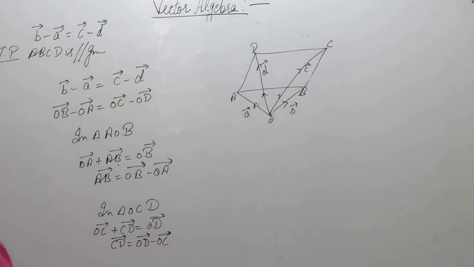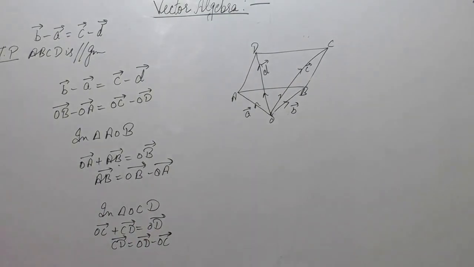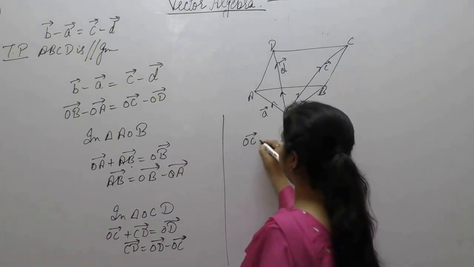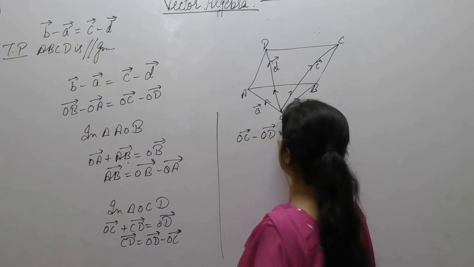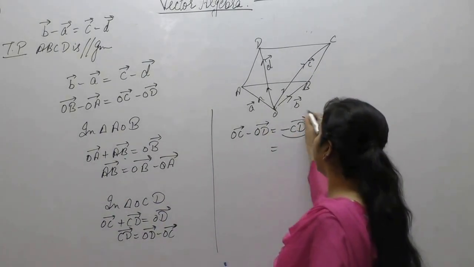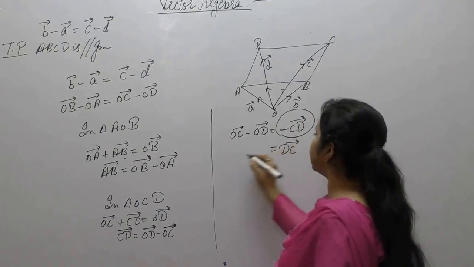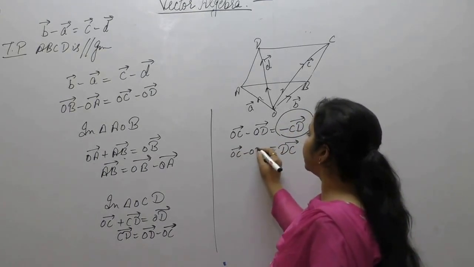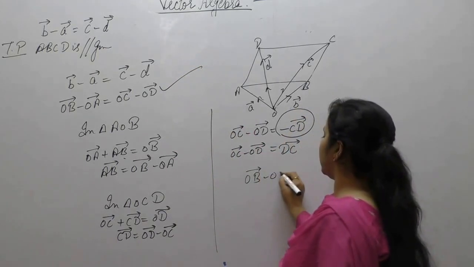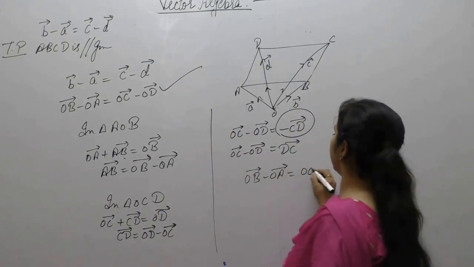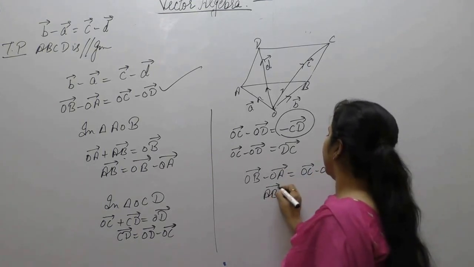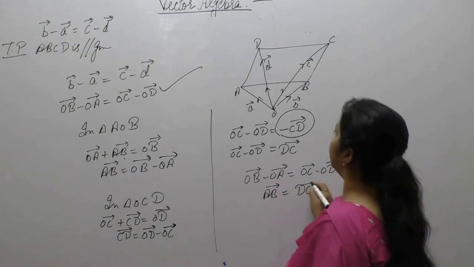CD vector, or we can write it as OC vector minus OD vector is equal to negative of CD vector. Or instead of this, we can write it as DC vector, OC minus OD. Now this is given: OB vector minus OA vector is equal to OC vector minus OD. That is, AB vector is equal to DC.